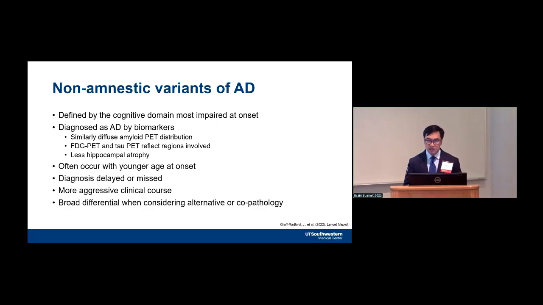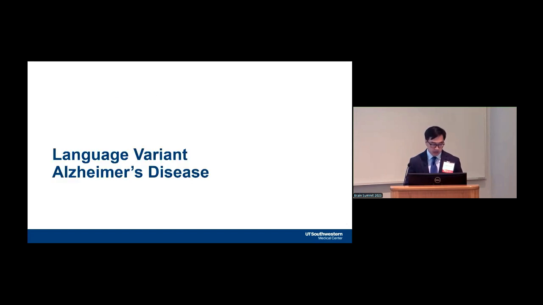And because of that, and because they're a little bit atypical, they're not complaining about memory loss. Diagnoses can be delayed or at times missed. They can have more of an aggressive course. But as you're evaluating these patients, similar to patients that come in complaining about troubles with memory, you ought to keep a broad differential when considering what else could be going on. And we can cover some of these here next.